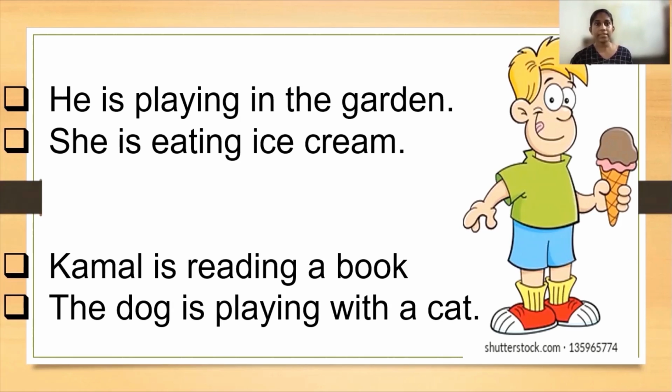Then in the second example, it is given as she is eating ice cream. Third example, Kamal is reading a book. Fourth example, the dog is playing with a cat.